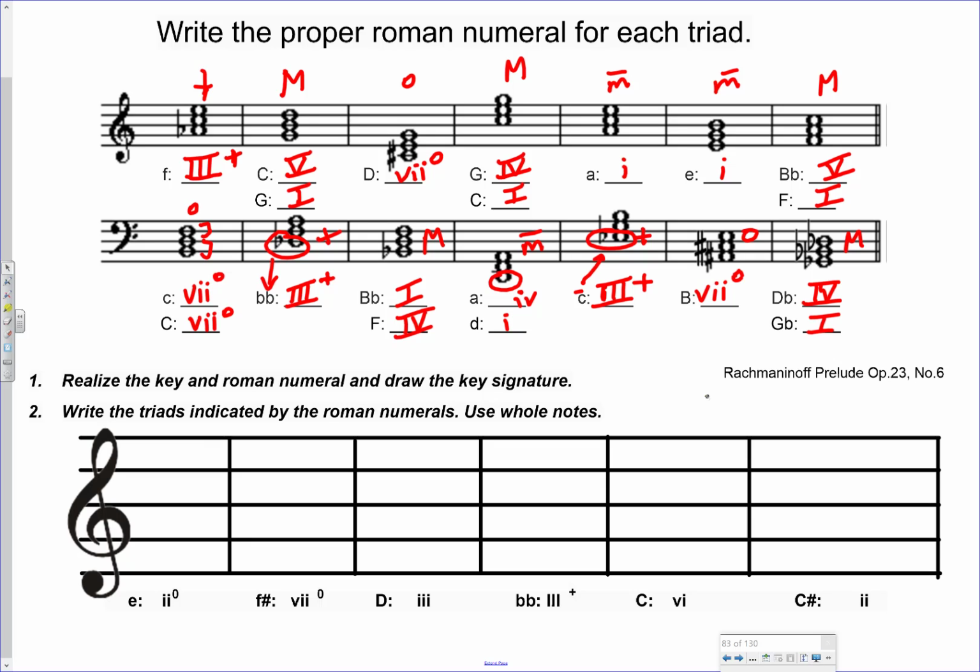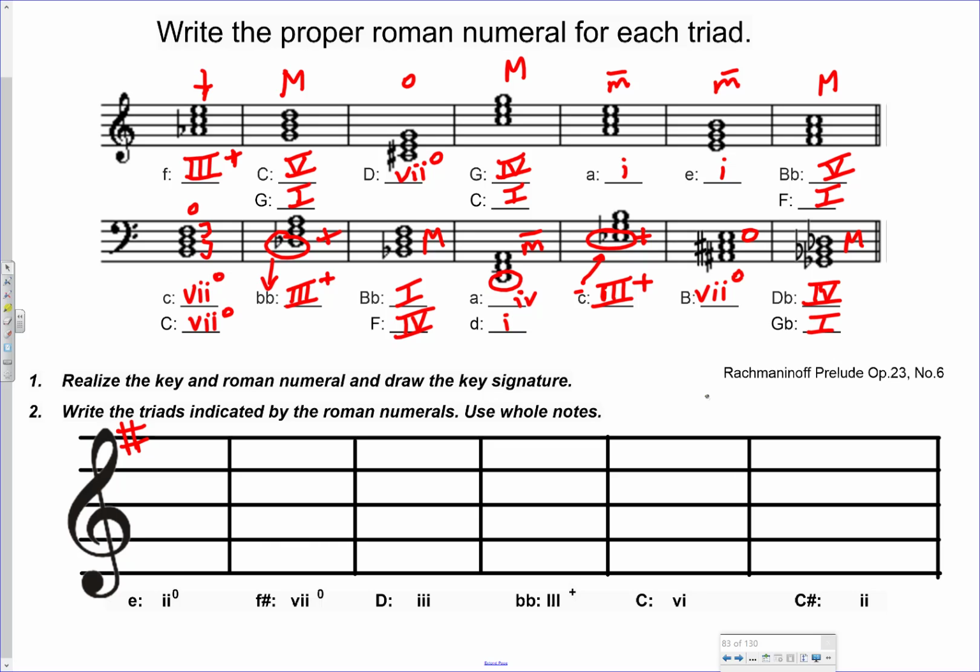Realizing the key simply means to look at the letter with the colon. Let's realize that the first one is in E minor because the E is lowercase and then we have the colon. We can now draw the key signature for E minor. Hopefully you remember that E minor's relative major is G, so it has 1 sharp. Step 1 is done. Step 2, write the triad indicated by the Roman numerals.